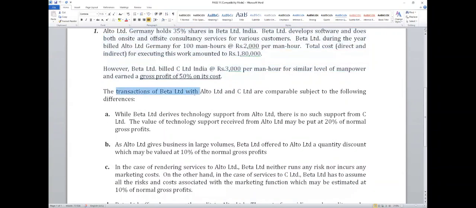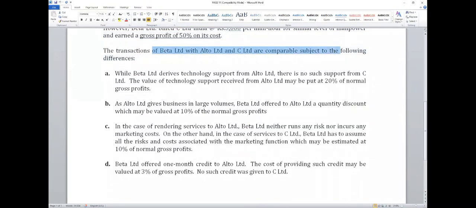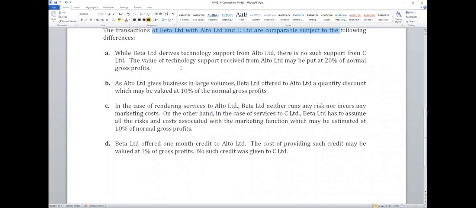The transactions of Beta Limited and Alto and C Limited, this is AE and this is unrelated party, are comparable subject to the following differences. ரெண்டுமே ஒரே மாதிரியான ஜாப் தான், ஒரே மாதிரியான சிமிலர் மேன் பவர் தான். பட் இங்க வந்து 10% ப்ராஃபிட் ஆன் சேல், இங்க 50% ஆன் காஸ்ட். Why the difference? Only the transactions of Beta with A and C are comparable subject to the following functional differences.